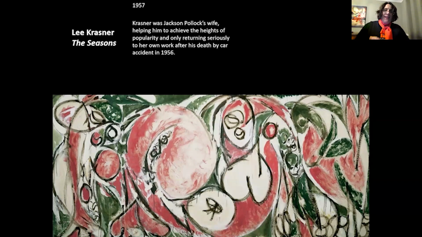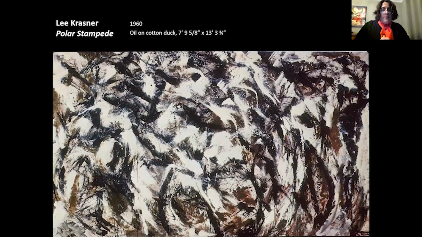Now, the text here talks about what I just said. Basically, that her career was overshadowed by Jackson Pollock's until really after he died in a car accident. Some other works by Krasner, just really large scale, very expressive.